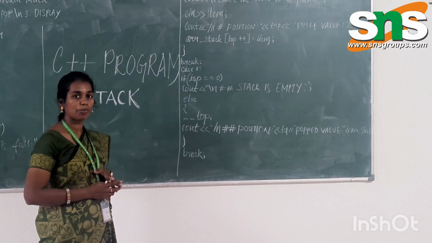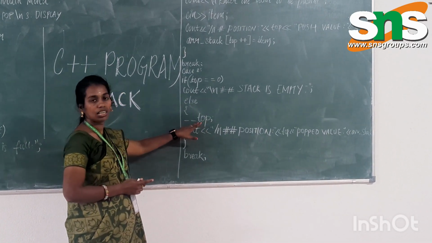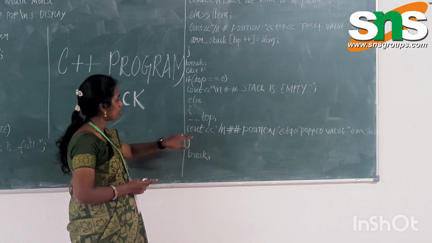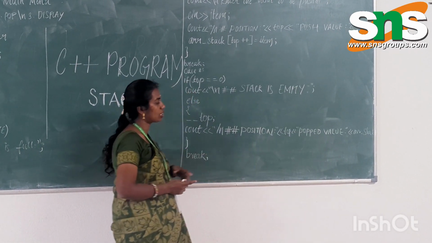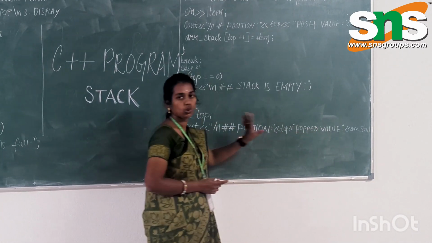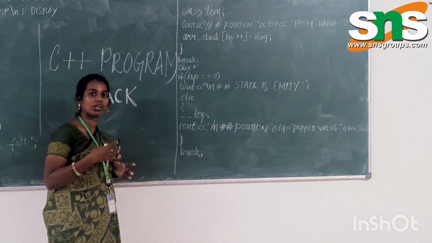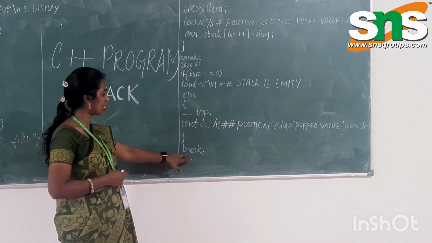For the pop operation, we decrement the value of top, which acts as a pointer value. Then in the cout statement, we display the position of the element. Then we say the popped value is so and so. So it will display the values in the stack one by one. Then we give the break.